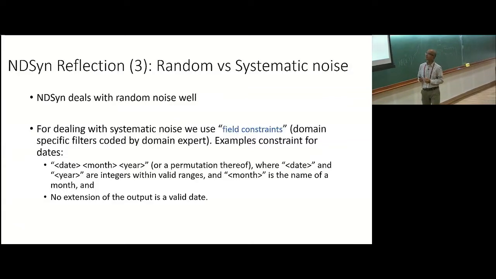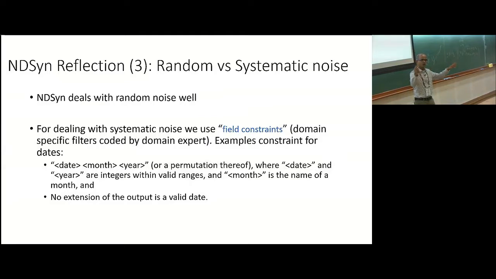The final observation I'll make is that in our experience, this kind of system deals with random noise very well. But these kinds of systems inherently have another kind of noise called systematic noise. And systematic noise comes in because labels are often generated by scripts. You write a script that goes over all the web pages, crawls them, and generates what you think of as candidate outputs. And those scripts have bugs in them. As a result, the noise is pervasive and systematic. And these kinds of systems, NDSyn, don't have to deal with it.